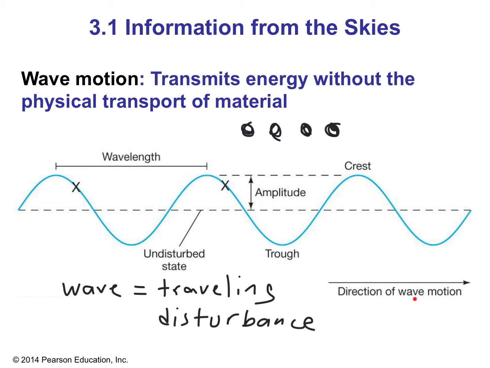And again, we can see the direction of wave motion is showing this wave's going to the right. And so this wave is traveling like this. And so we go one wavelength, two wavelengths. The third wavelength would be off the screen over to the right somewhere.